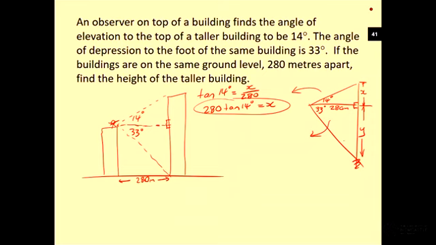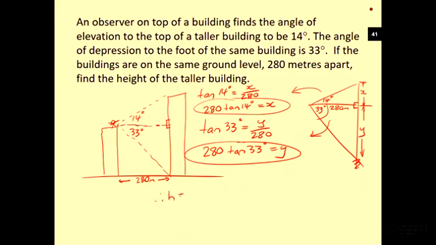The other triangle, what have I got? This angle, I've got tan again, opposite over adjacent. No hypotenuse is happening in this question. Tan of 33 degrees equals Y over 280. Again, the Y's on top, good. I've just got to times the 280. So 280 tan 33 degrees equals Y.